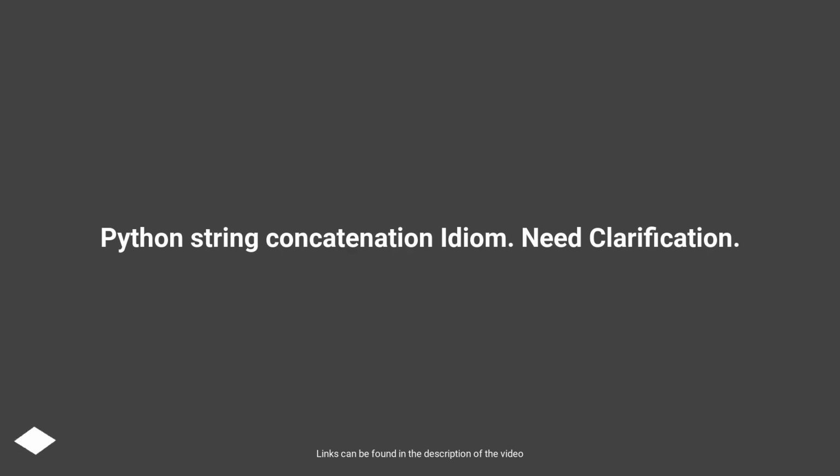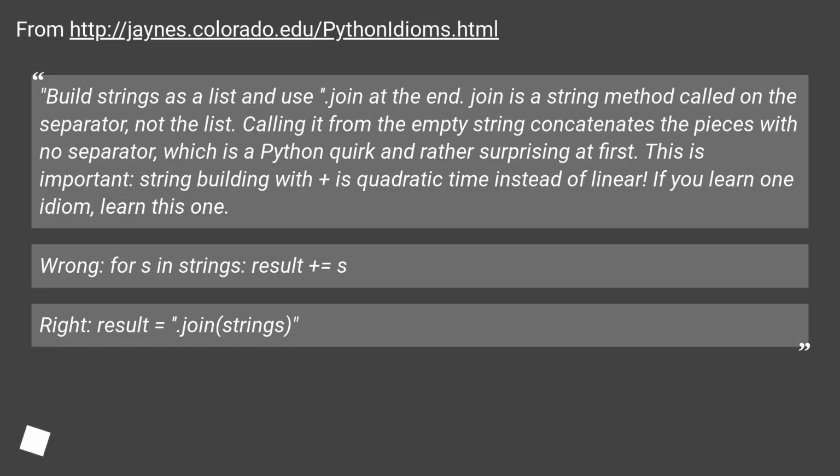Python string concatenation idiom. Need clarification. From this URL: build strings as a list and use .join at the end. Join is a string method called on the separator, not the list. Calling it from the empty string concatenates the pieces with no separator, which is a Python quirk and rather surprising at first.